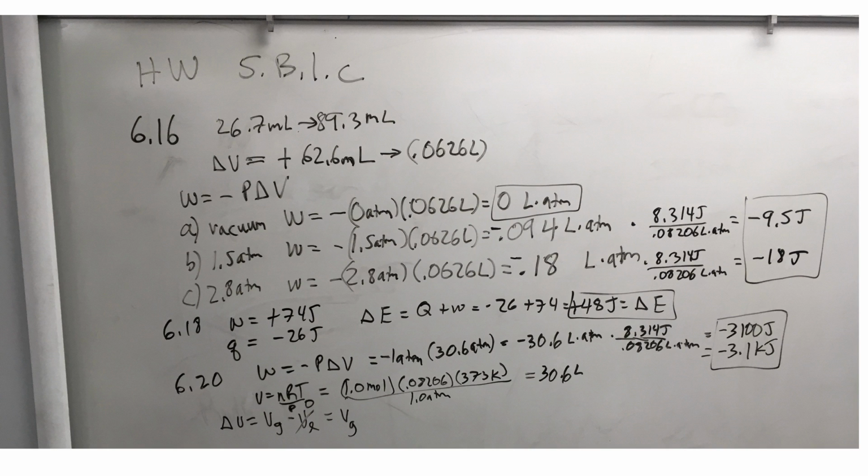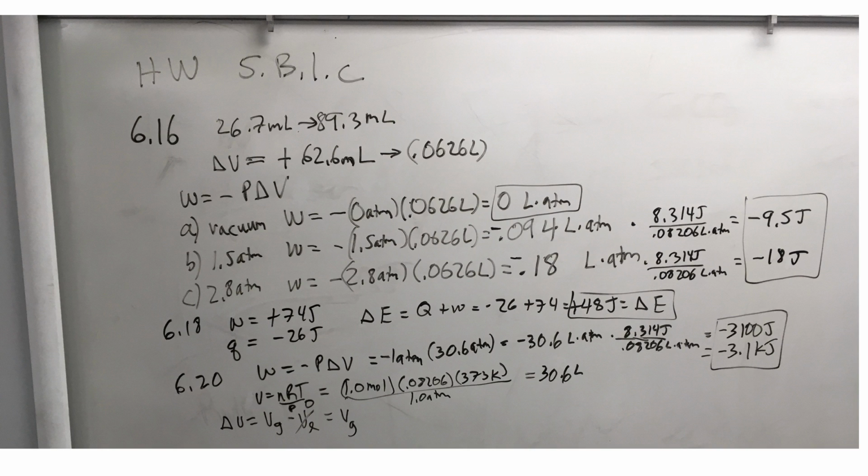6.18, it said that positive 74 joules of work along with negative 26 joules of heat. That's because they said the gas was compressed, so that's positive work. Delta V is negative, so work equals positive. Q is the heat. It said it gave off heat, so that's negative 26 joules.